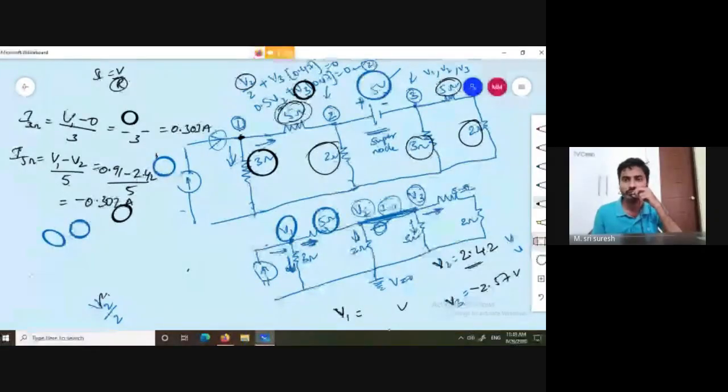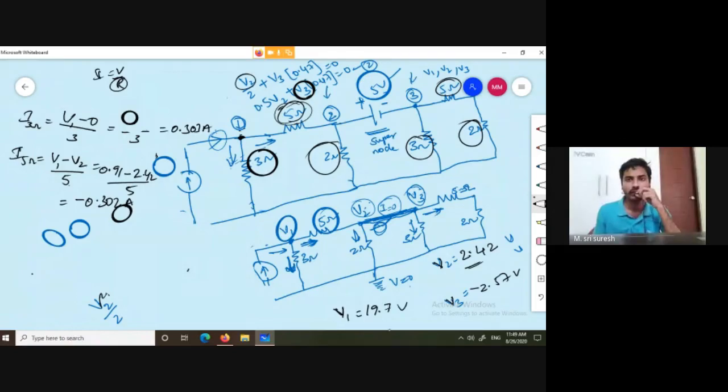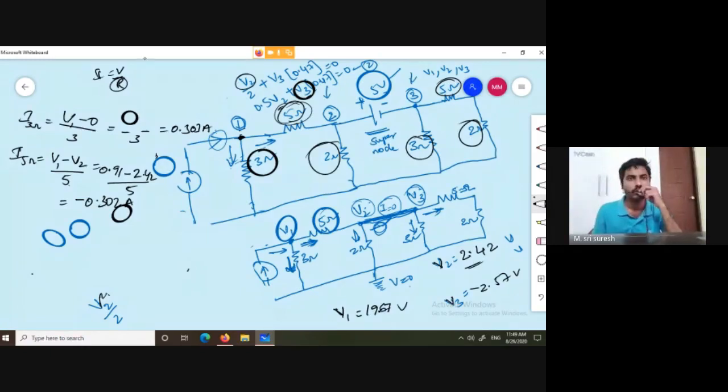If this 19.6 means this is also wrong value. Okay, now tell me what is the V1 value after the calculation? What is the V1 value? Obtained value. 19.67. Okay. So now substitute here V1 value as 19.67, and tell me the value of I at 3 ohms.